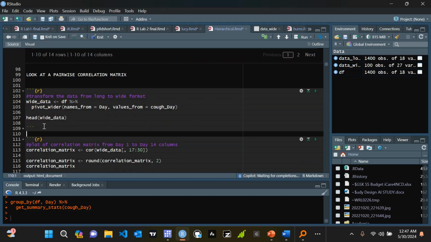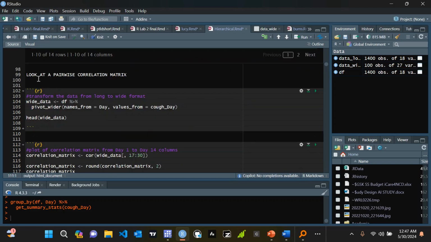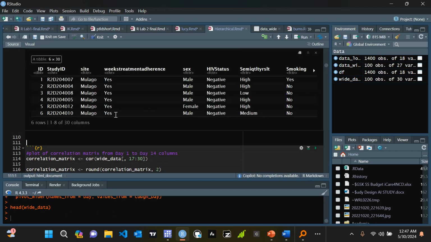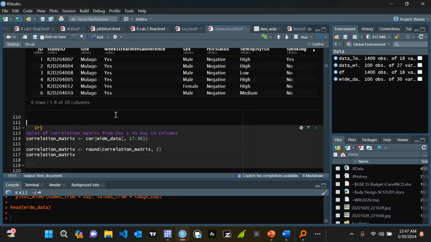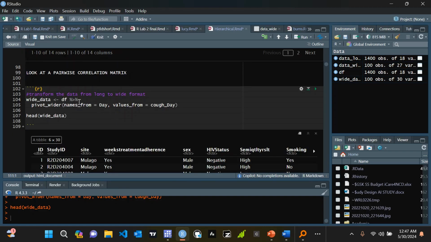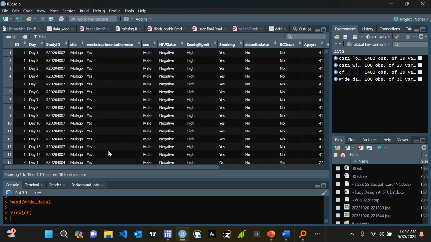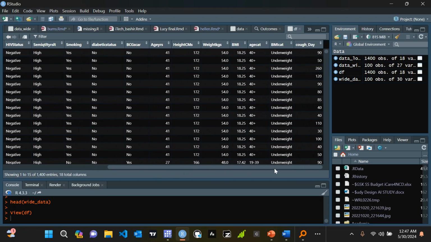So another thing, let's look at the pairwise correlation matrix. Okay, all right, what did I do? Oh yeah, first we have to change the data from long. We had long as we have, where is our df? This is our df.